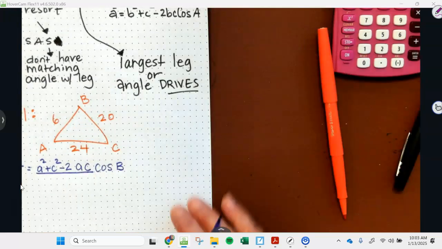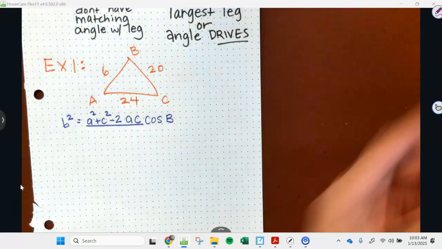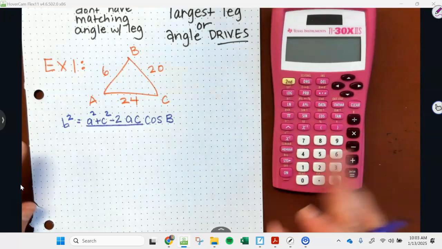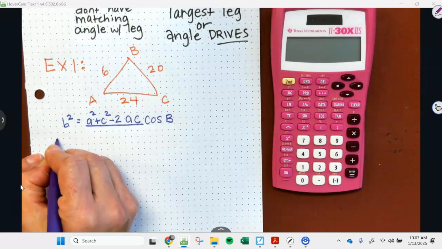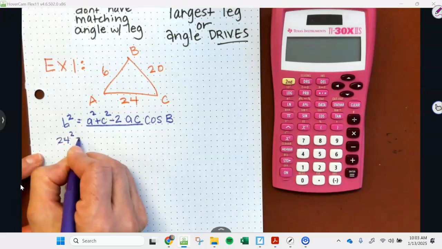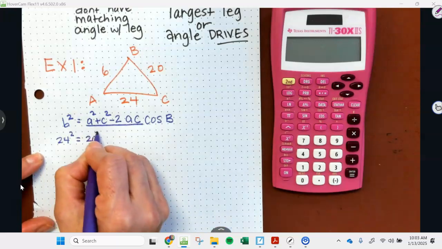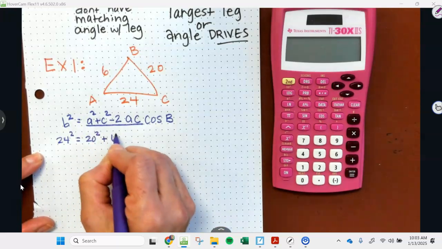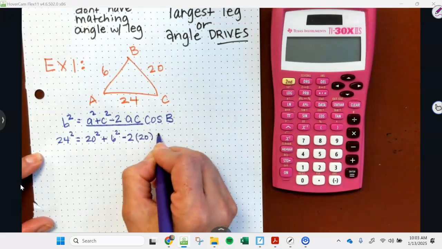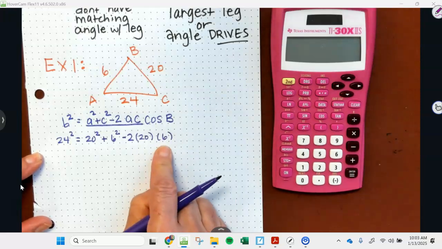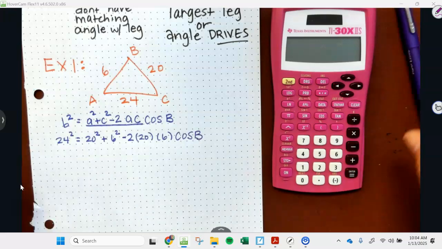All right, let me zoom in on the process here. From here, we're just plugging in what we know and solving for what we don't know. I know what leg B was. It was the biggest side. So this is going to be 24 squared equals 20 squared plus 6 squared minus 2 times those repeat legs, 20 and 6, both dropped in parentheses, and then cosine capital B.